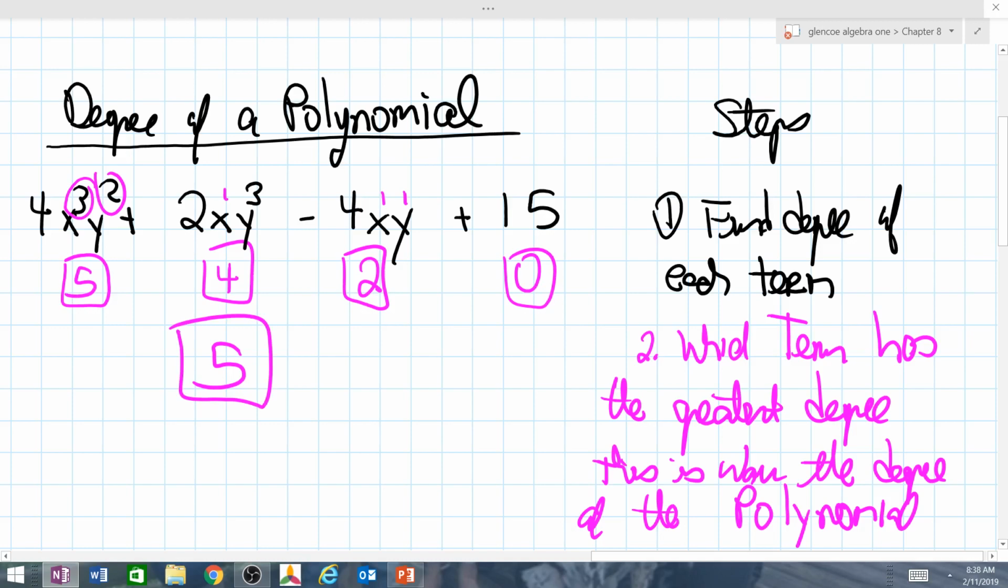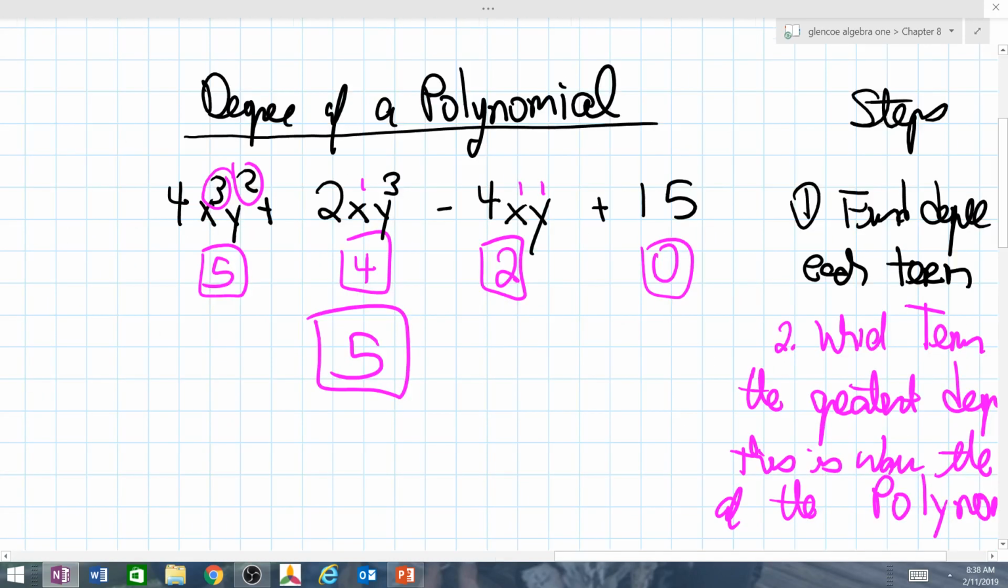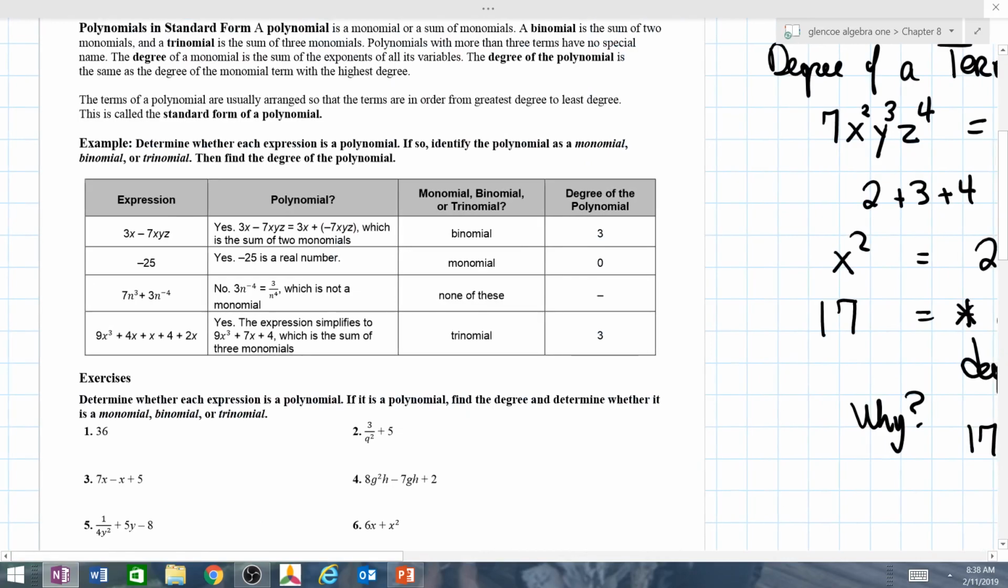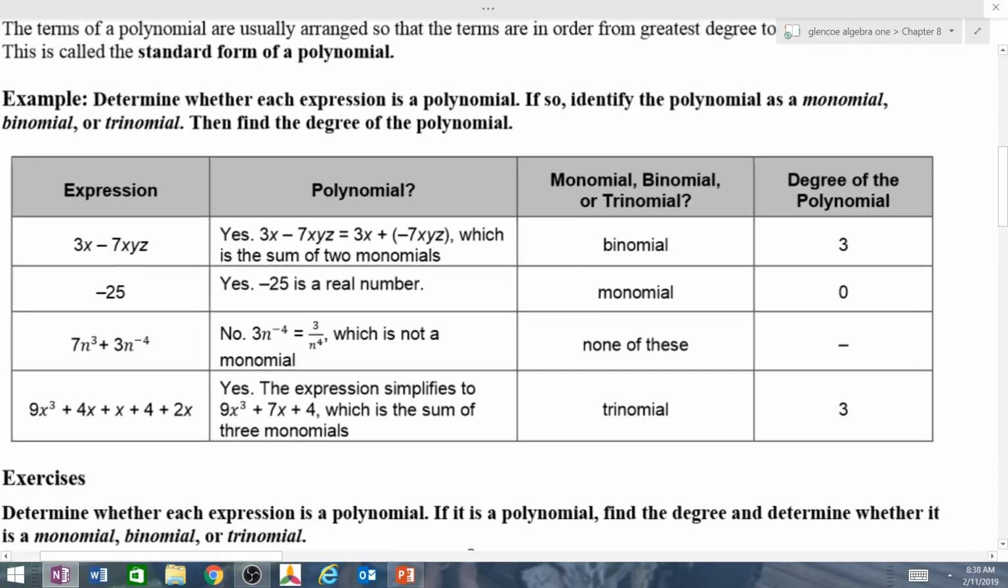Does that help? Yes? Okay, so let's go ahead and go back over here for a minute and let's look at these. Okay, negative 25. Okay, it's a number. It's a real number. It's one term. So it's a monomial and it has a degree of 0. Remember, we just addressed that. A number by itself with no variables attached to it has a degree of 0.